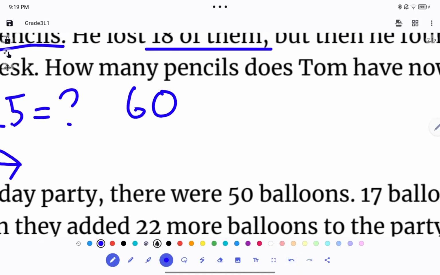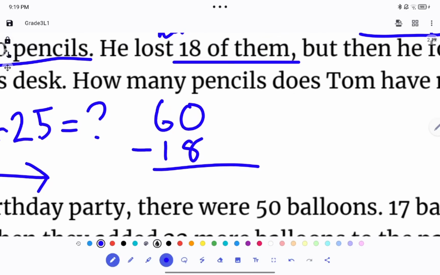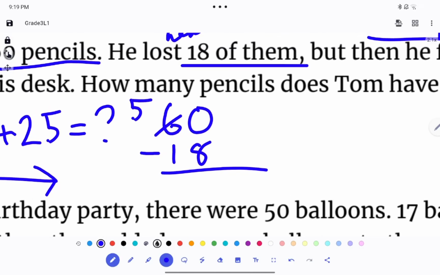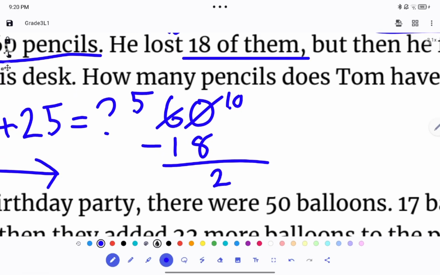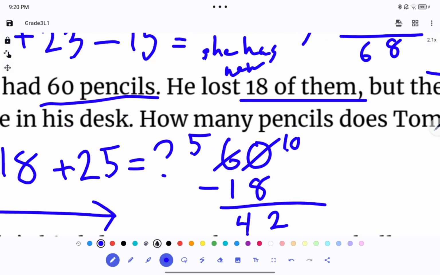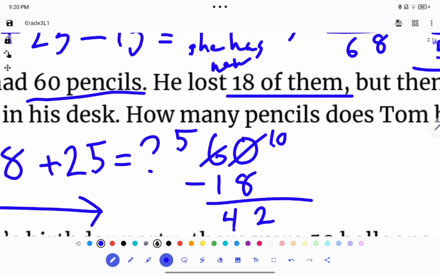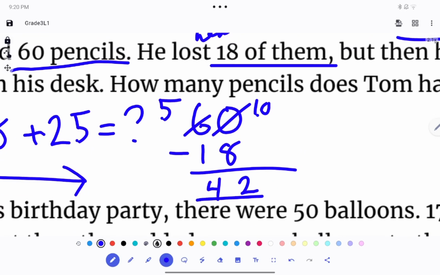So, 60 minus 18. 8's way bigger than 0, so we gotta take a 10 from the tens place and make this a 10. So, now we have 10 minus 8, which just becomes 2. And then we have 5 minus 1, which equals 4. So, after he loses 18 pencils from his 60 pencil collection, he now has 42 pencils.